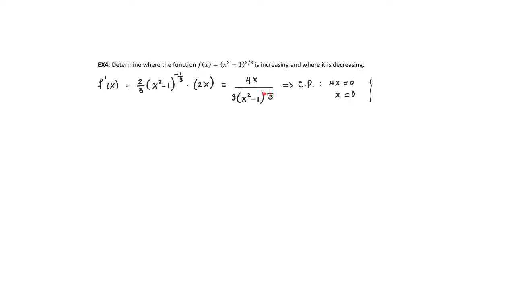Now, the other critical points will come when the derivative is undefined. And that happens when the denominator is equal to 0, which is precisely when x is equal to plus or minus 1. So x squared minus 1 is equal to 0 when x is equal to plus or minus 1. And again, if I take plus and minus 1 and substitute those values, the function is defined. That means that we found 3 valid critical points: 0 and plus and minus 1.